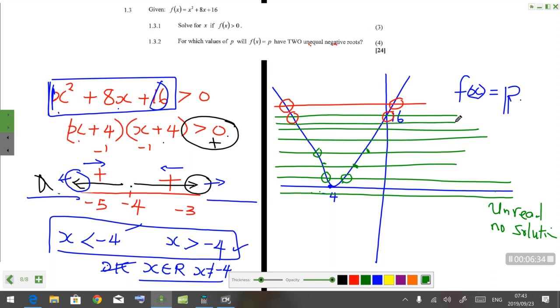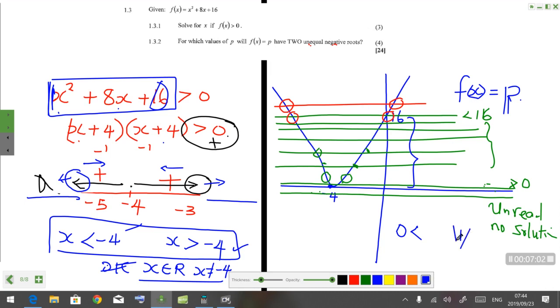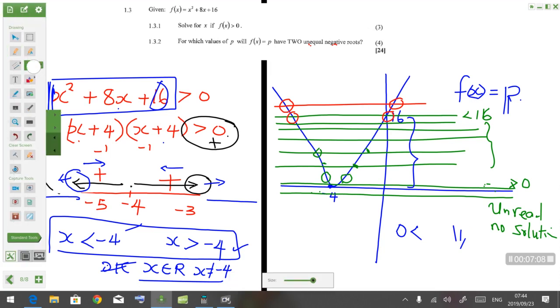Any line below 16. Any line below what? 16. These are the values. Or the line must be greater than 0. So my lines, actually the one that works for me, are between these two values. Between. So if they are between those values, let me just erase that, rewrite that nicely. If they are between those values, okay, so it's between 0 and what? 16. Between.